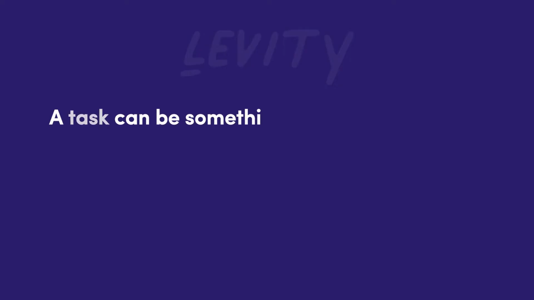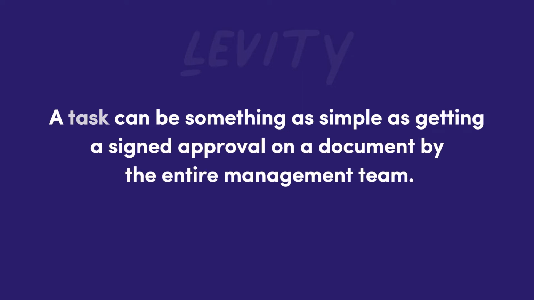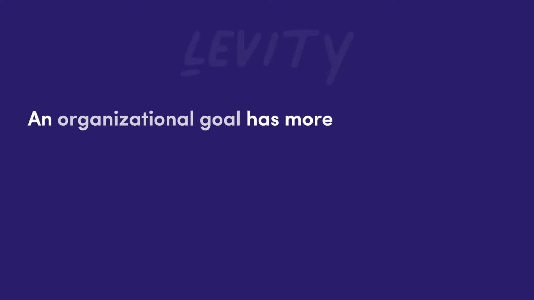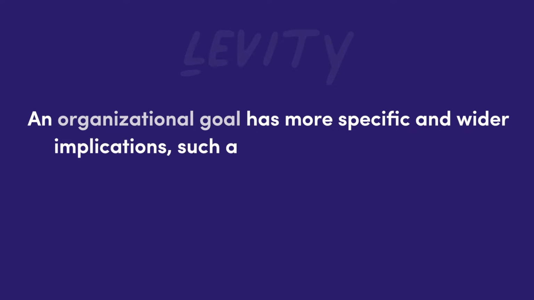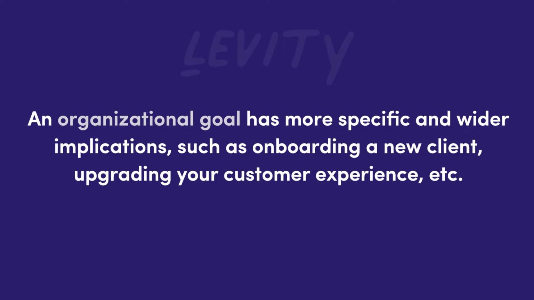A task can be something as simple as getting approval on a document by the entire management team. Thus, a workflow is a micro-level tactical play. An organizational goal has more specific and wider implications, such as onboarding a new client, upgrading your customer experience, etc. Thus, a process is a more macro-level strategic play.